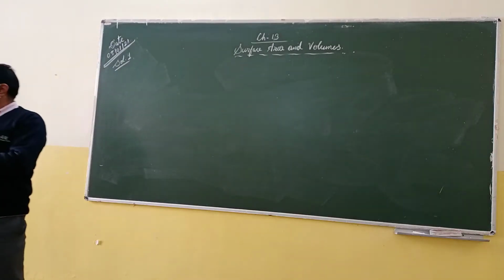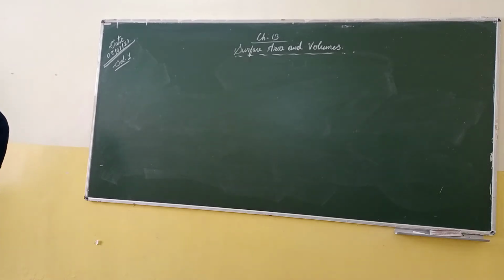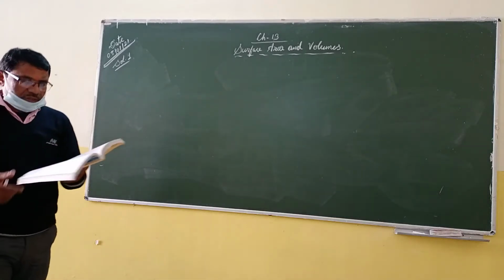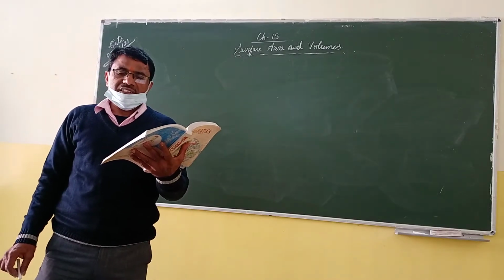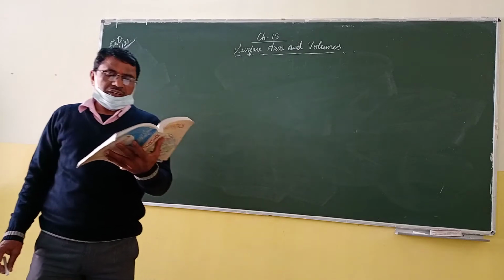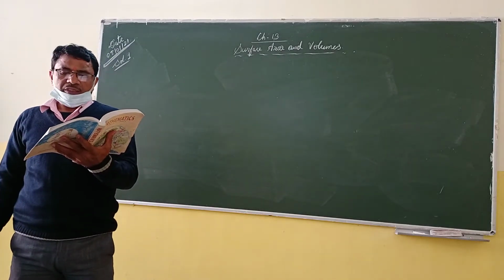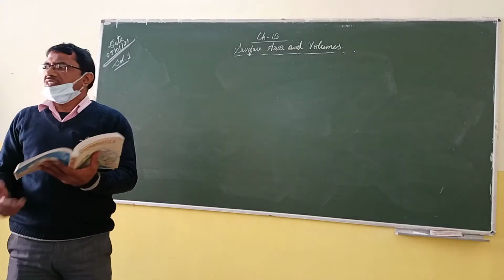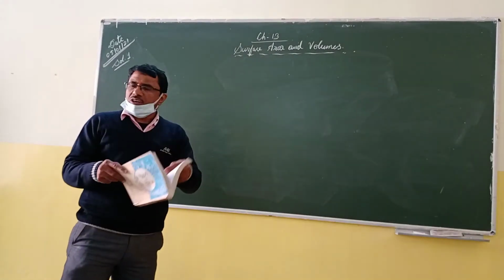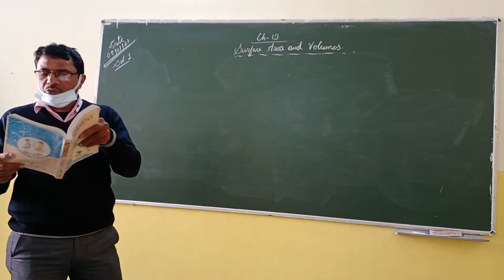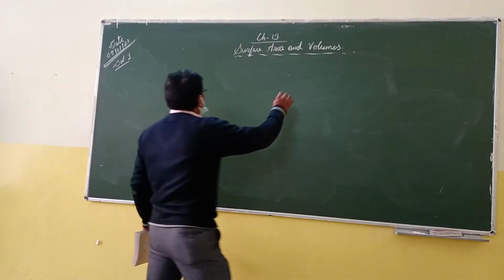Now I am starting chapter surface area and volume. So first question is given here. A metallic sphere of radius 4.2 centimeter is melted and recast into a shape of cylinder of radius 6 centimeter. Find the height of the cylinder. So question is saying here, a metallic sphere of radius 4.2 centimeter, metallic sphere.